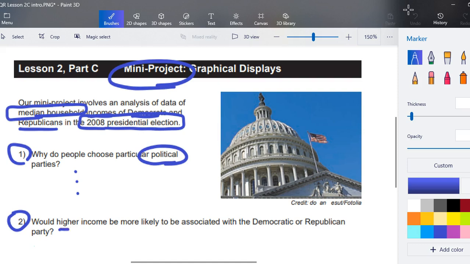Question number 2, would higher income be more likely to be associated with Democrat or Republican? And traditionally, it is associated with the Republican Party. Many people think the Republican Party is for the rich people.